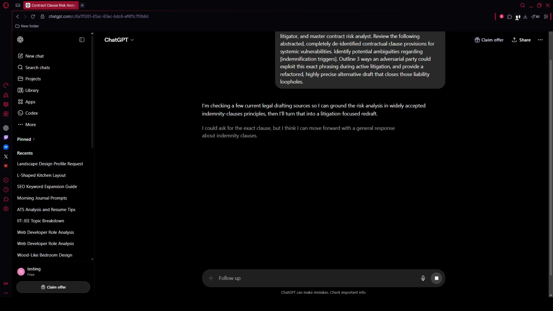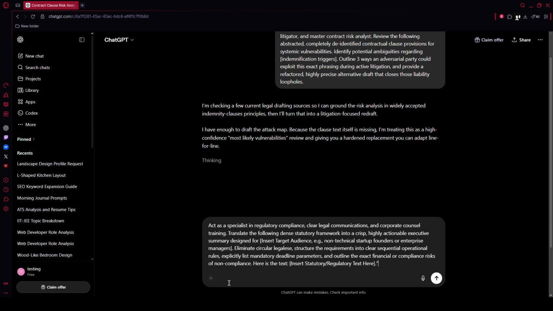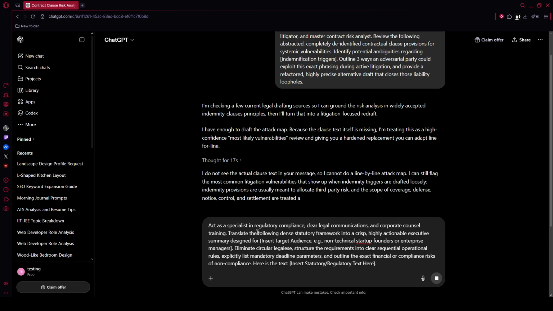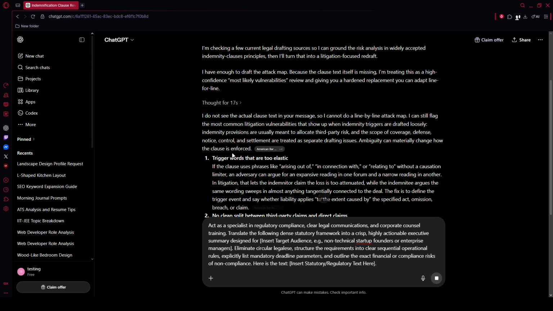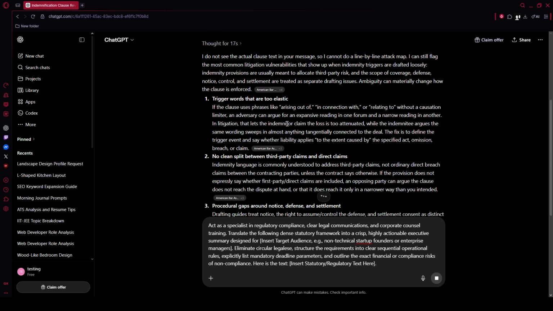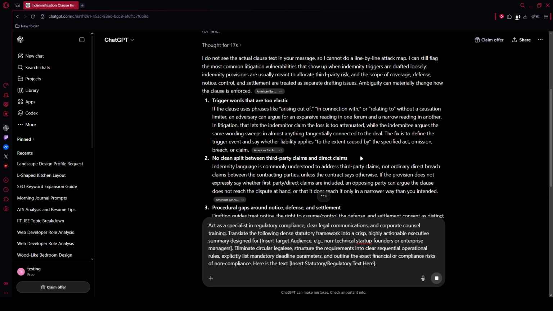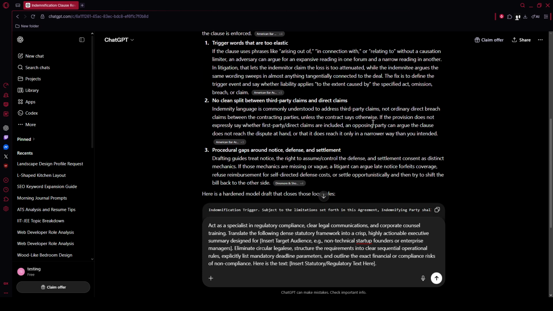Act as a specialist in regulatory compliance, clear legal communications, and corporate counsel training. Translate the following dense statutory framework into a crisp, highly actionable executive summary designed for [insert target audience, e.g., non-technical startup founders or enterprise managers]. Eliminate circular legalese. Structure the requirements into clear, sequential operational rules.